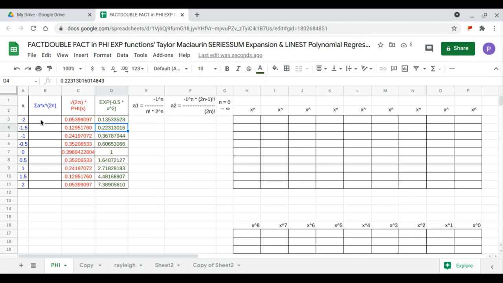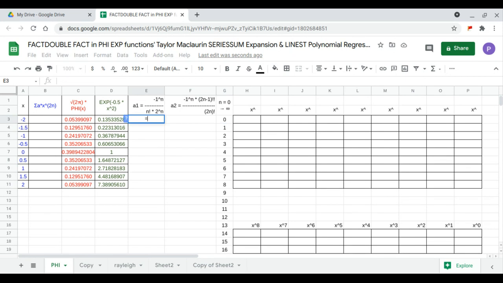And the Taylor-Maclaurin series expansion, which is the summation of a times x to the power 2n, where a can be the factorial coefficient or a2 the double factorial coefficient. And the value of n is from 0 to infinity. In this case, 16 is good enough.